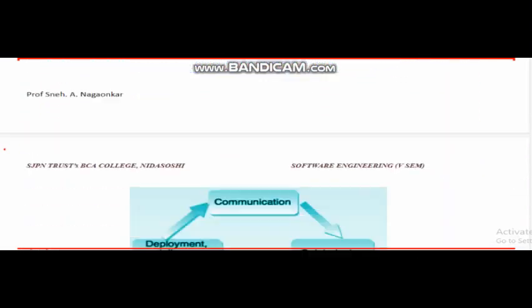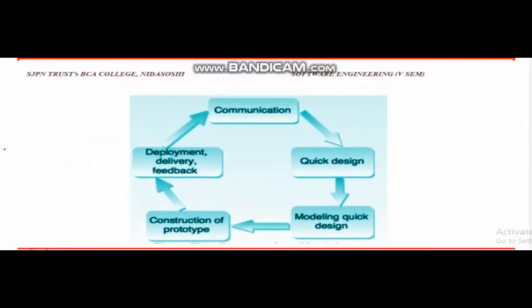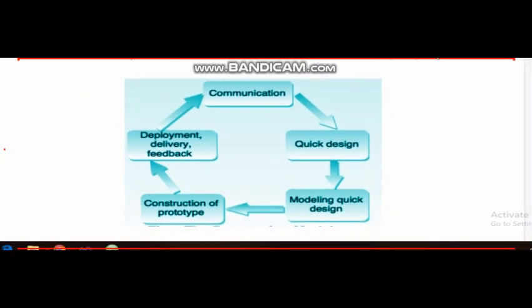Now I will show you the model. So what exactly happens in this model? Guys, see here, this is the diagram. In this diagram you can see that there are a few stages: communication, quick design, modeling, quick design, construction of prototype, and deployment, delivery, feedback. Let us see about these phases one by one.